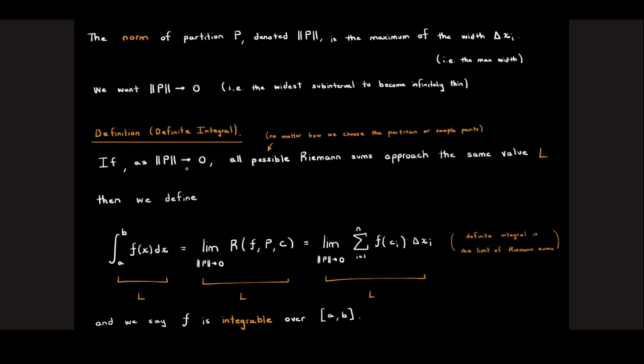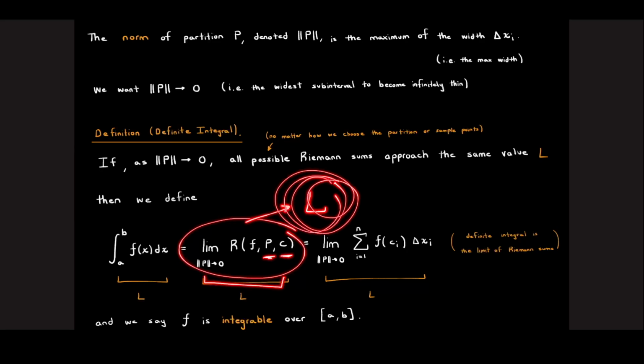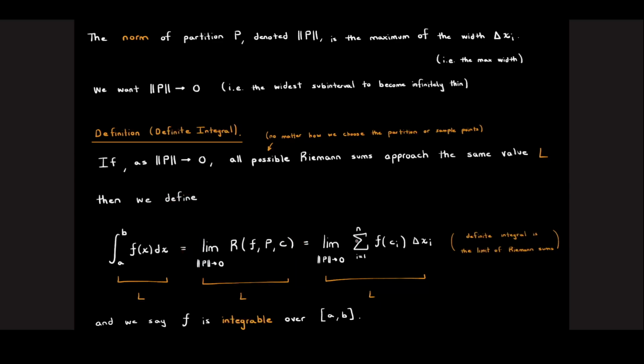And so let's take a look at this definition. If we take the limit as the norm approaches 0, and all possible Riemann sums, no matter how you pick the partition or how you pick the sample points, approach a single unique value L, then we define the definite integral from a to b of f of x to be that special number L. In other words, this definite integral is notation to represent the limit of these Riemann sums. So if this limit exists, no matter the partition, no matter the sample points, and all of these limits approach the same very special value L, we call this value L the definite integral. And we also say that f is integrable over this closed interval from a to b.